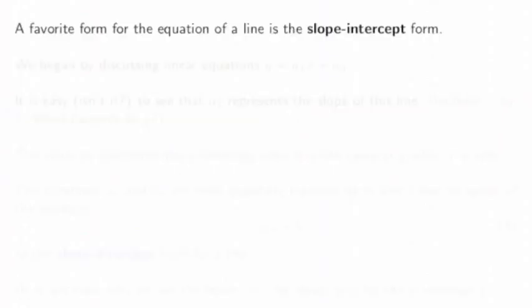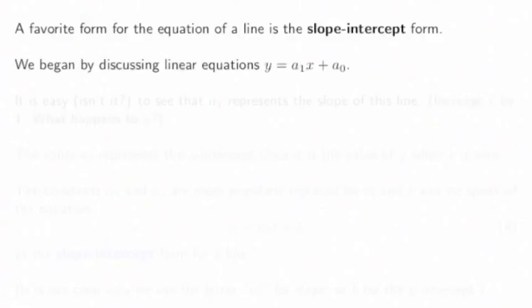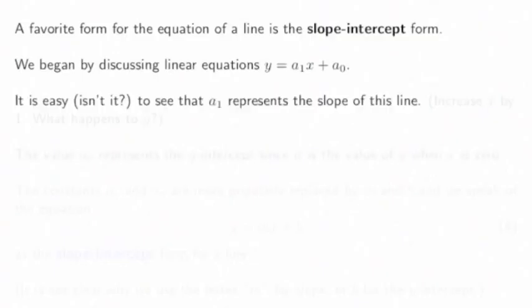A favorite form for many students for the equation of a line is the slope-intercept form. This is the second most important form, not the first. We began by discussing linear equations, that y equals a1x plus a0. These are degree 1. X is multiplied by something. It's easy to see, isn't it, that a1 represents the slope of this line. If I increase x by 1, what happens to y? If you increase x by 1, then a1x will increase by a1. So if you increase x by 1, y increases by a1. That's the slope. So here a1 is the slope.